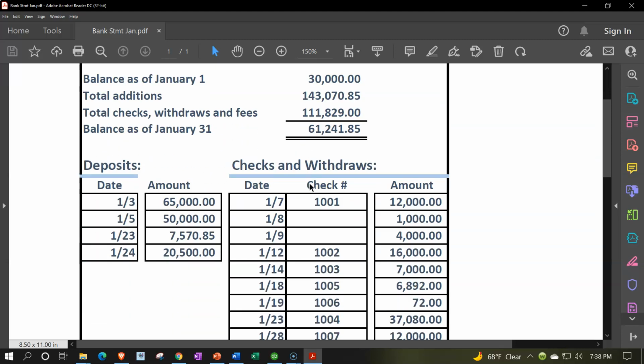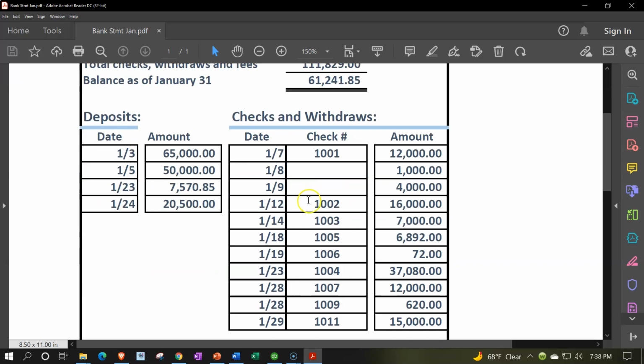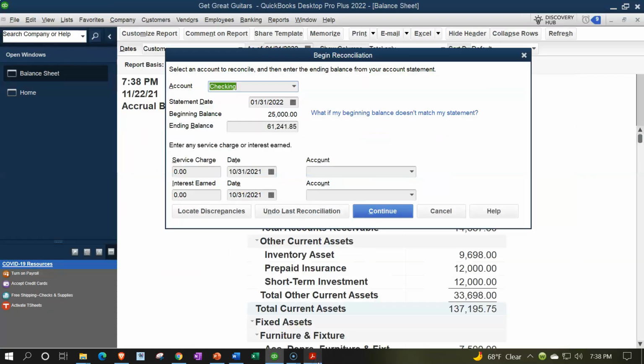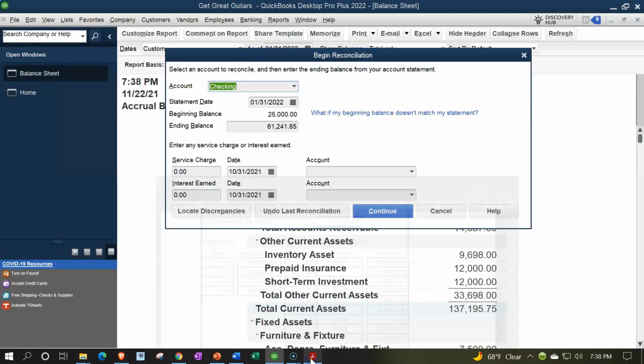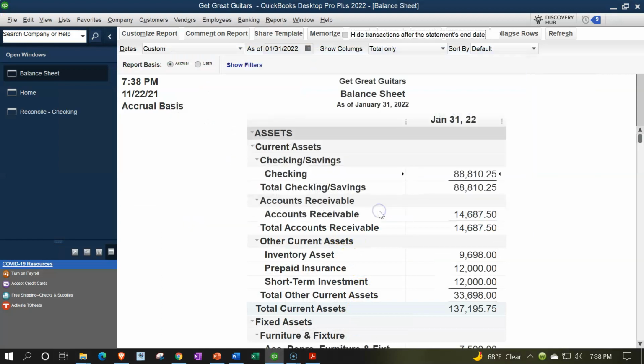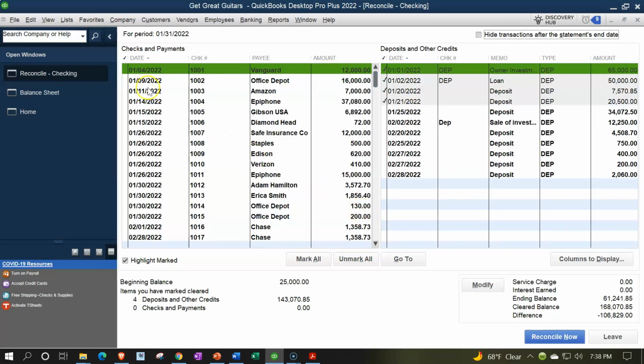Right now, we're going to be focused in on doing the decrease side of the account. So we're going to go back on over here. There's the 61,241, and here's the 61,241 on our bank statement. So we're going to be continuing on, and we're right where we left off last time.